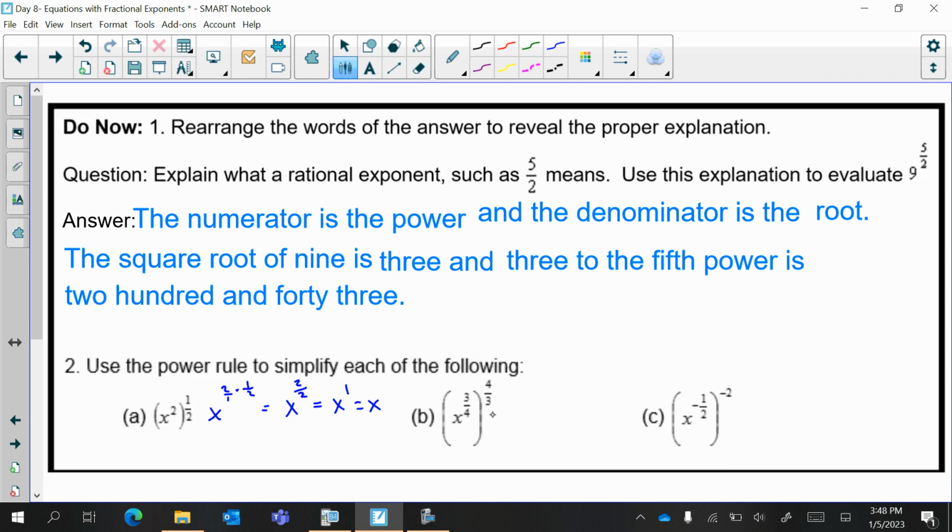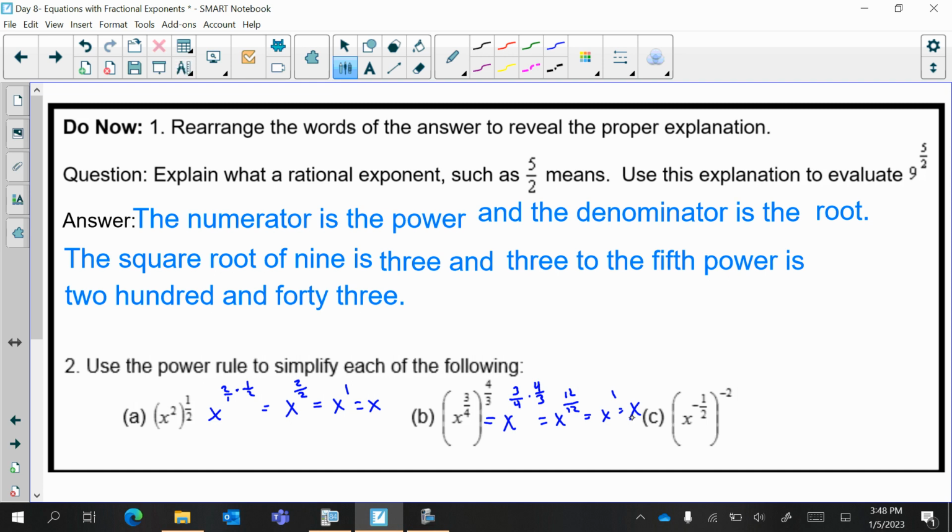Same thing happens for the next one. We're going to multiply our exponents 3/4 times 4/3. In the numerator, 3 times 4 is 12. In the denominator, 4 times 3 is also 12. 12 divided by 12 is 1. And then anything to the first power is just itself.